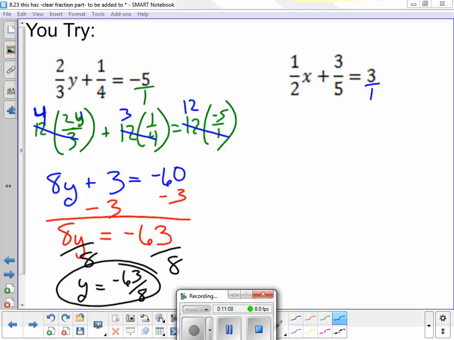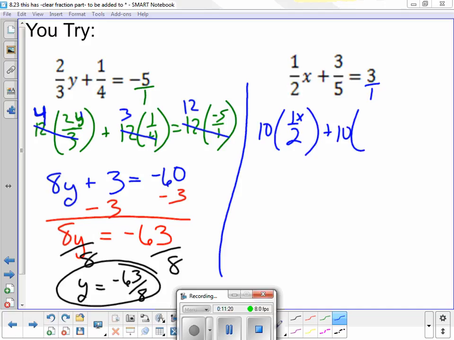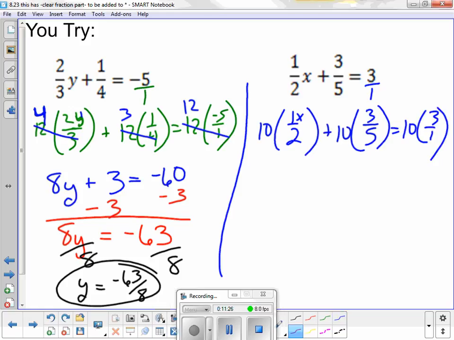So moving along over here, put over 1. Well, the least common multiple between the 2 and the 5 is 10. So 10 is 1/2. Remember that x can go up top. Plus 10 times 3/5 equals 10 times 3 over 1. And we multiply, or excuse me, we simplify. 10 divided by 2 is 5. 5 times 1x is 5x.